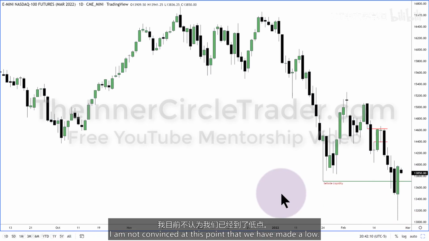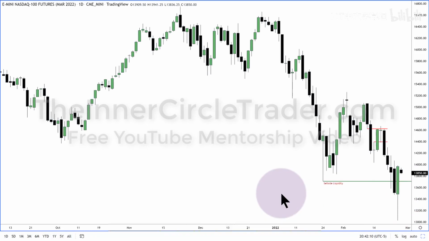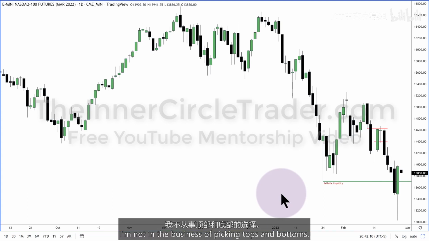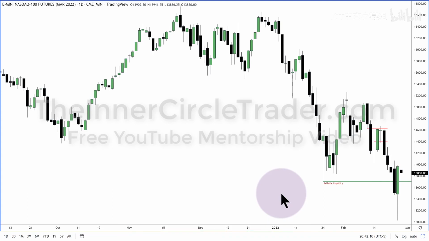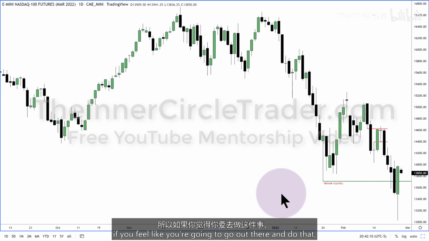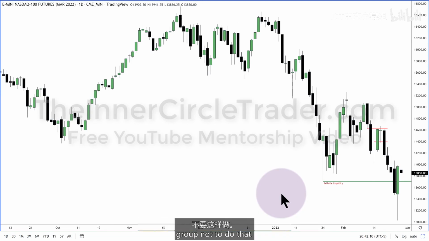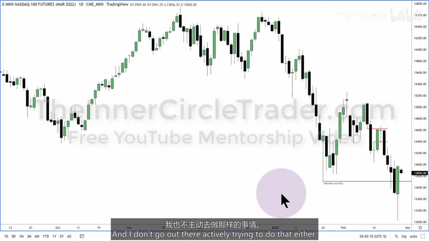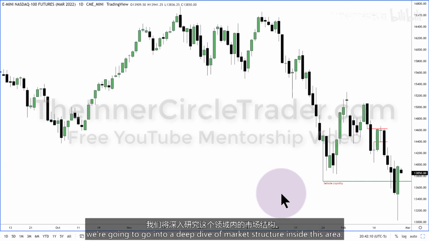I am not convinced at this point that we have made a low, so we can put that to bed right now. I'm not in the business of picking tops and bottoms. If you feel like you're going to go out there and do that, just letting you know that I teach my paid group not to do that, and I don't go out there actively trying to do that either. But we're going to go into a deep dive of market structure inside this area.